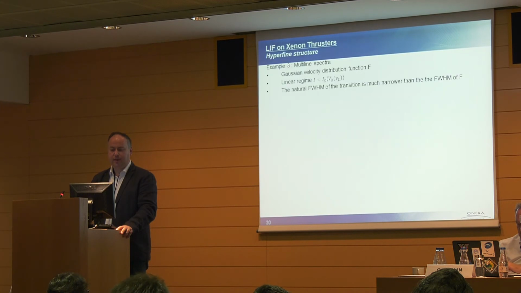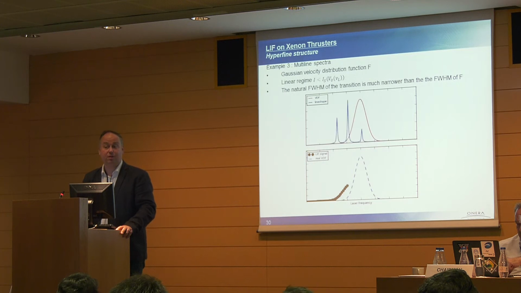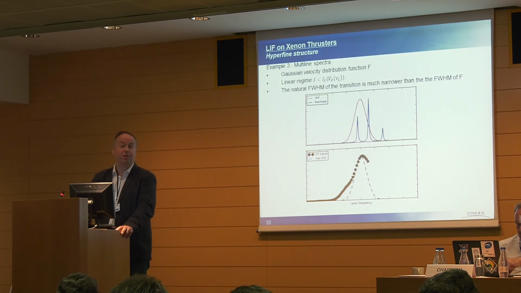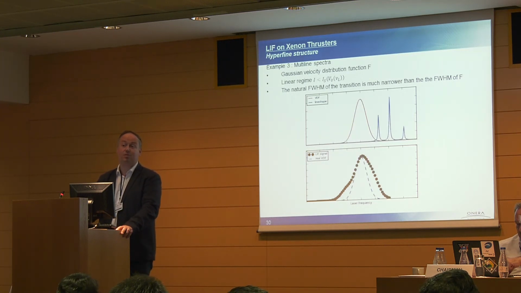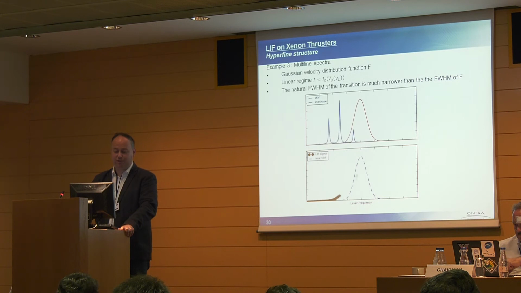And now a situation that you unfortunately encounter is that a single transition has a hyperfine structure in atoms. That means that you don't have one peak, but you have a certain number of peaks. So what you measure, instead of being just a reproduction of this, is something different, because when they pass through the convolution in this Doppler system, you get something that is very strange to measure.